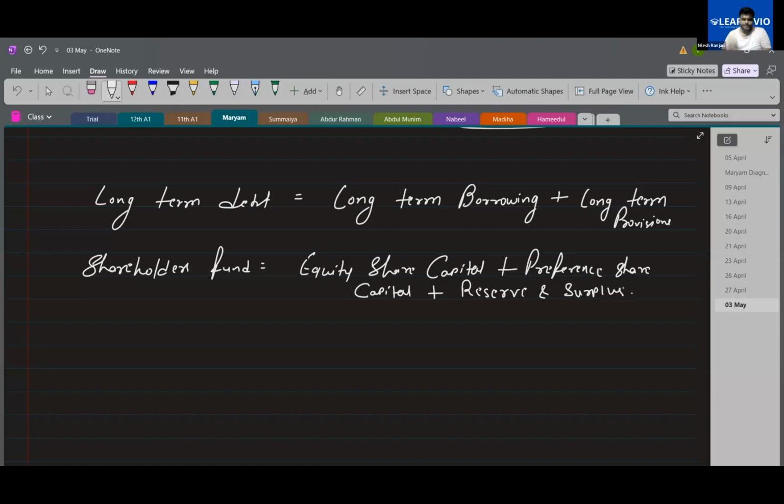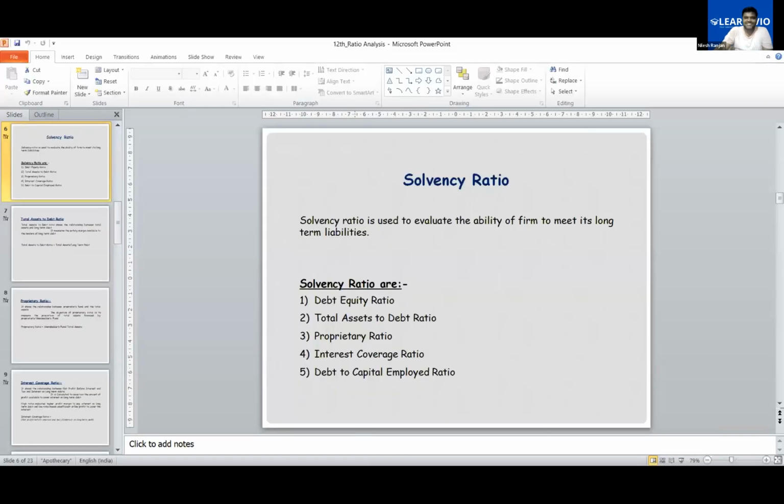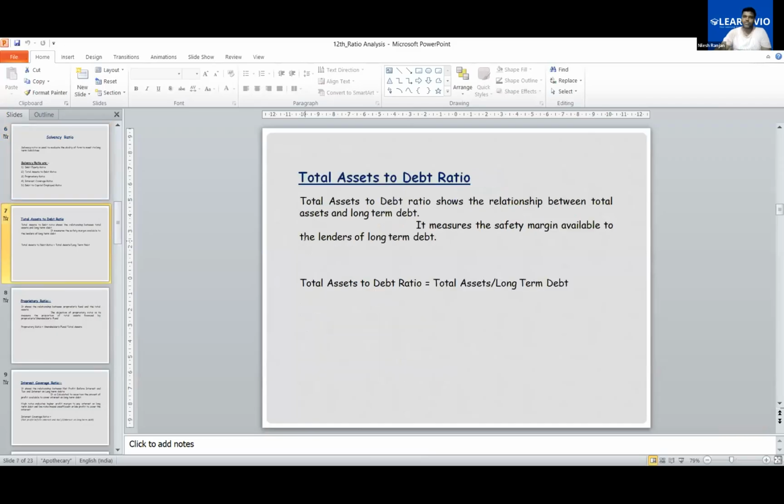Okay. Is there any doubt you have in this debt equity ratio? No, not yet. Okay. The second is total asset to debt ratio. You can see total asset to debt ratio shows the relationship between total assets and long-term debt. It measures the safety margin available to the lender of long-term debt.